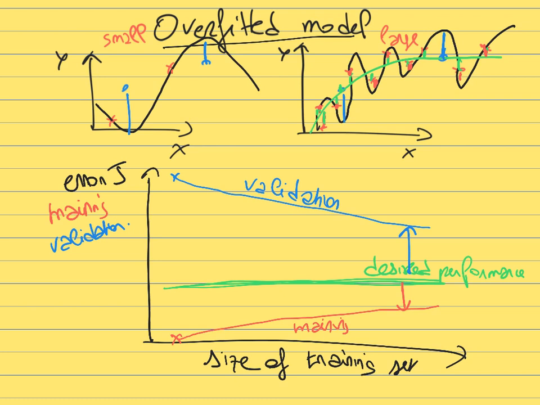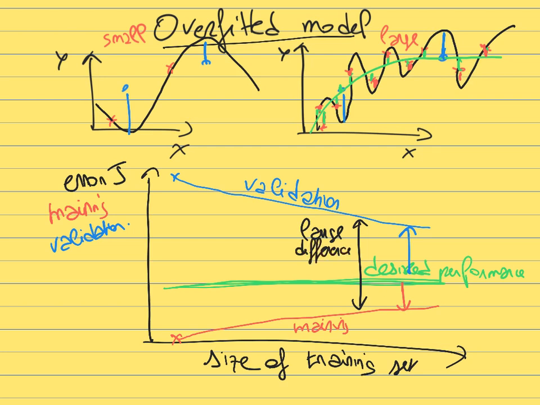The second signature is that in this case, you will have a big difference between the validation set and the training set. When you have a model that shows a large difference between the training error and the validation error, that's a sign that it's an overfitted model. So in this case, the validation error will be significantly higher than the training error. So that's the second signature. So this is going to be a large difference here.